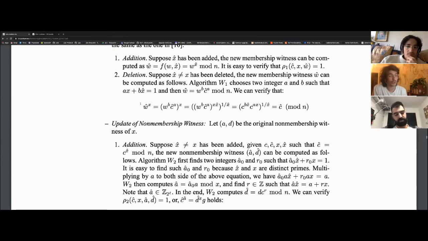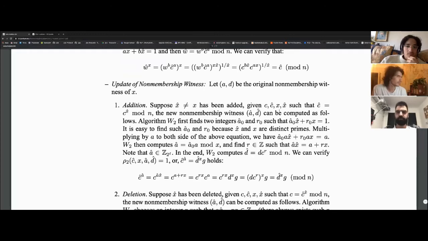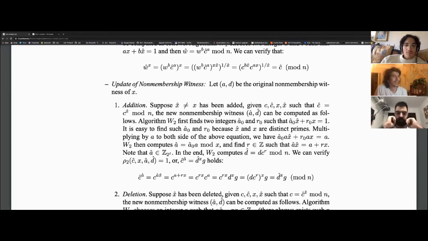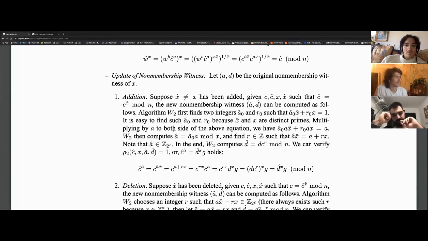If I want to update a non-membership witness, again C and C hat are the accumulators, and X hat is always the value that I'm updating, so adding in this case. You can get a new non-membership witness, A hat and D hat, which is going to be the non-membership witness for X, by finding these A hat 0, R 0 equal to 1, with always the same trick.